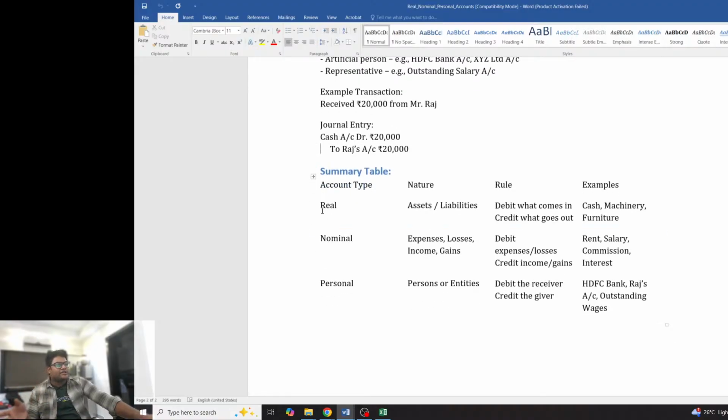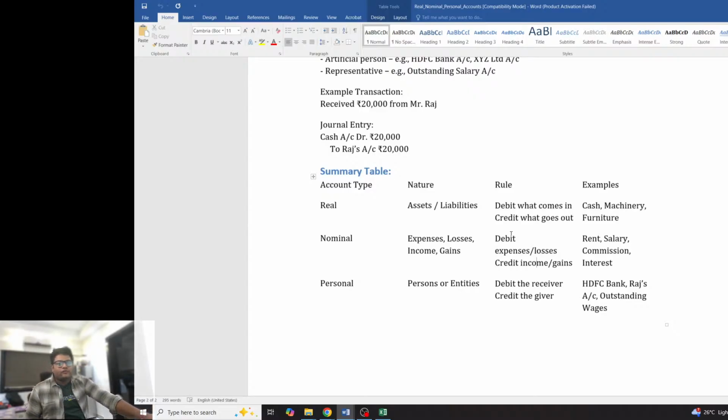So just to summarize, a real account is basically for assets and liabilities. The rule is debit what comes in, credit what goes out. Examples are cash, machinery, furniture. They do not get closed at the end of the year. What are nominal accounts? Expenses, losses, income, gains. Those are your nominal accounts.